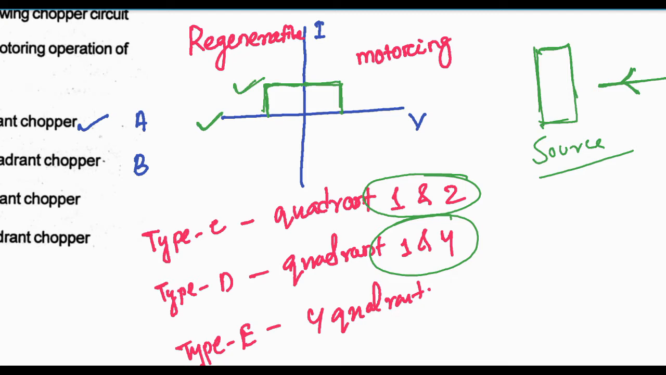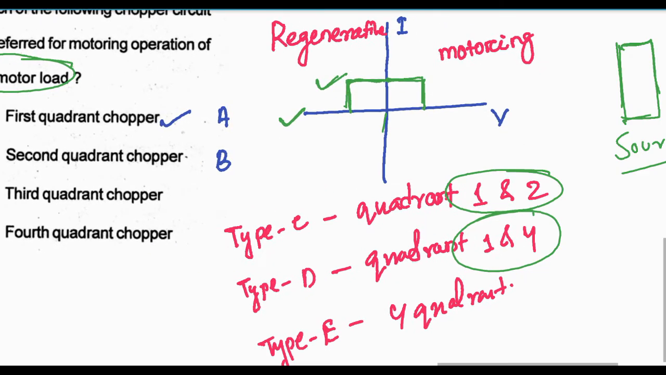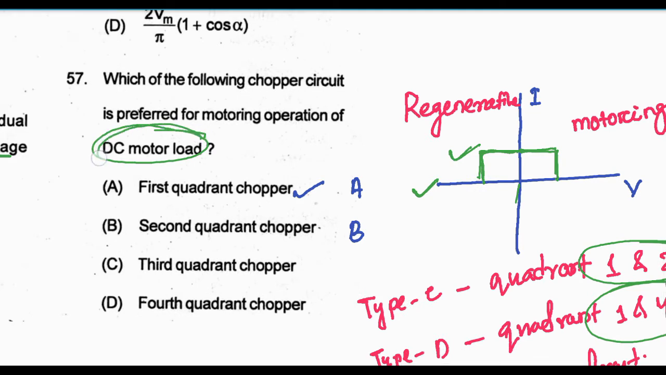In case of the third quadrant, it is motoring, and this one is reverse regenerative. Here we can see generally the choppers used are type C choppers, which are used for DC motor loading, and which can act both as motoring and regenerative braking. And this one is reverse motoring. That means terminal voltage will be changed.